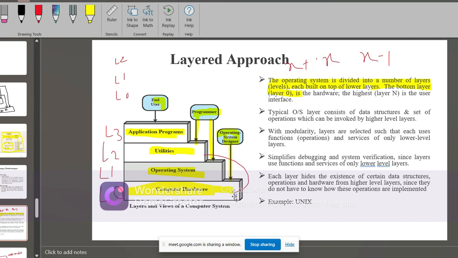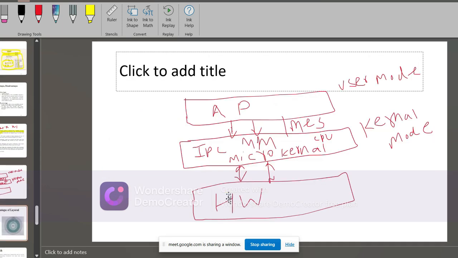Typically, an OS layer consists of data structures and a set of operations which can be invoked by the higher level. It simplifies debugging and system verification, since layers use the functions and services of only the lower layer. An example of the layered approach is Linux.